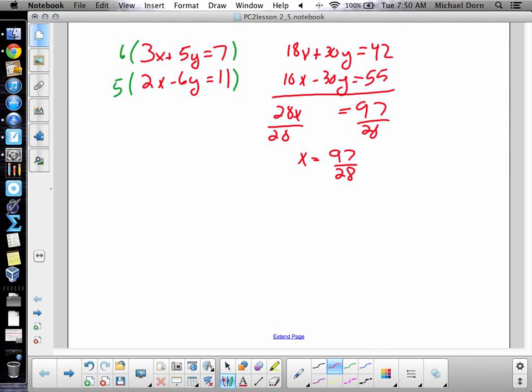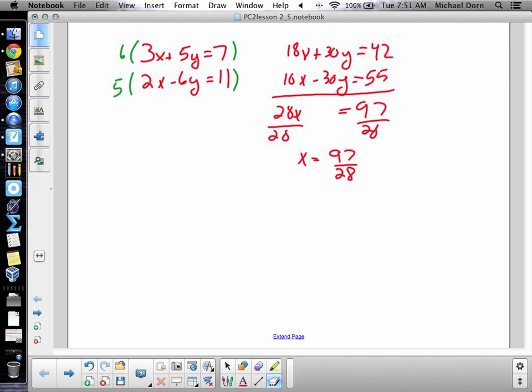Okay. That doesn't reduce. But it's okay. It's still a good fraction. It's nice. But what I'm not going to do is take 97/28 and substitute it back into one of these equations. That would be insanity. We wouldn't want to do that. So instead, I'll just do elimination again.